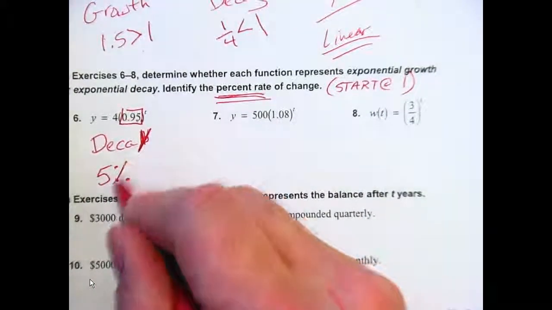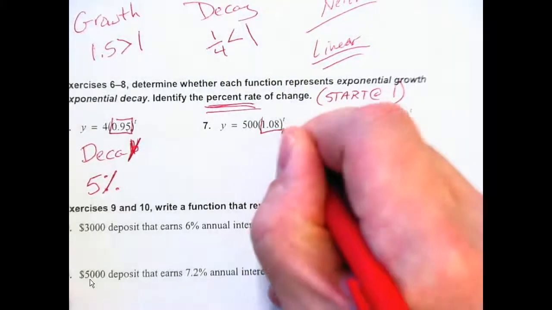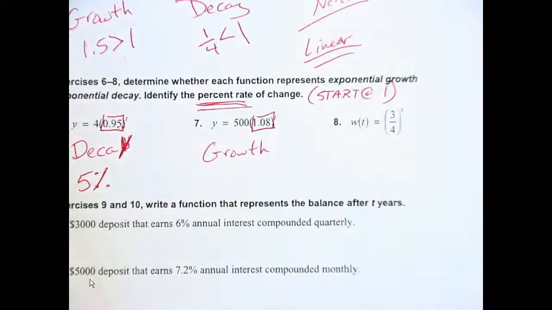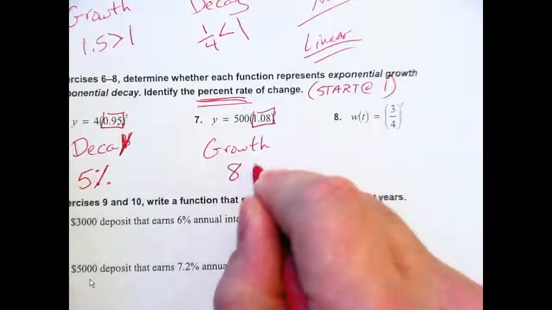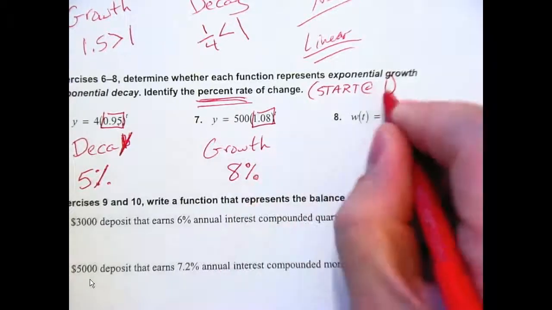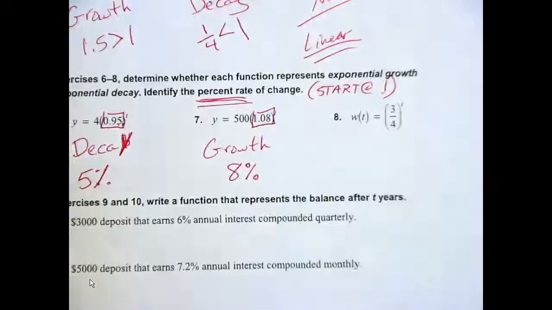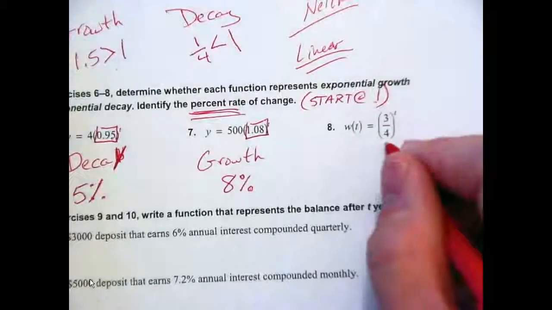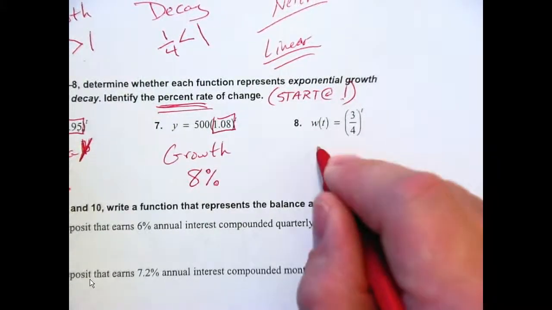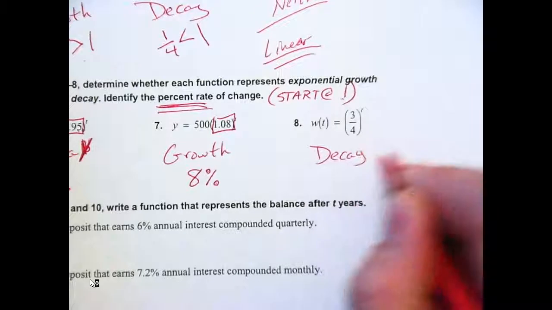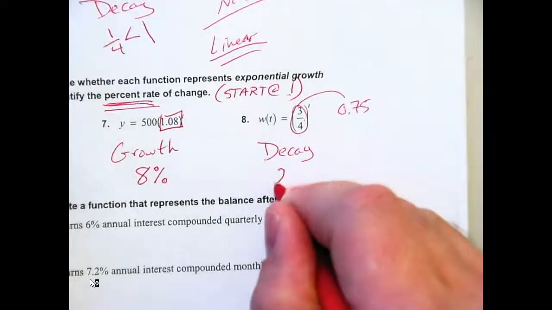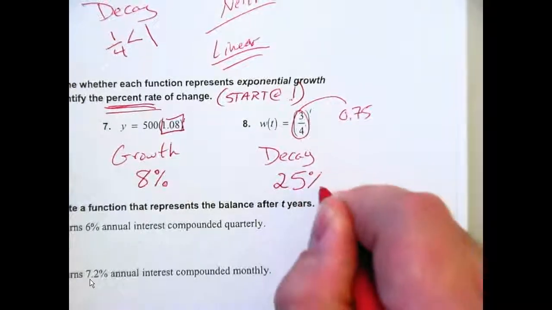Start at 1 or start at 100. It's a 5%. So number 7, growth or decay? Growth. What's the percent increase this time? Always start at 1. So it's just 8%. Yep. It's how much you move from 1. This one's a little tougher, growth or decay? This is decay. What is that in decimal form? 0.75. Therefore, it is a 25% decay.